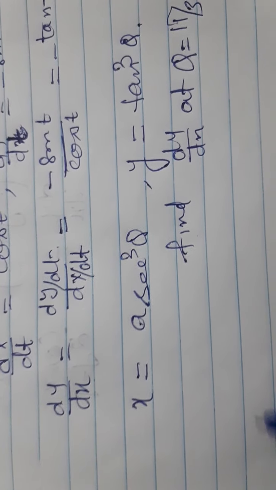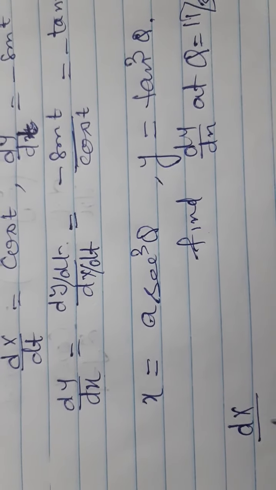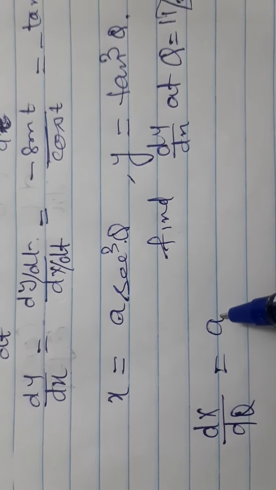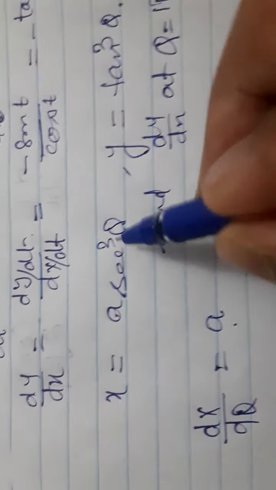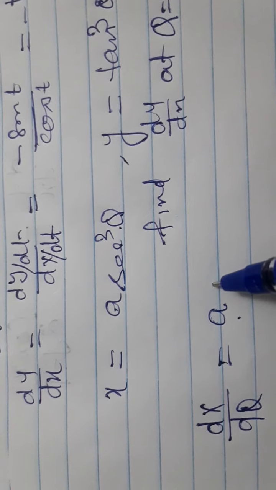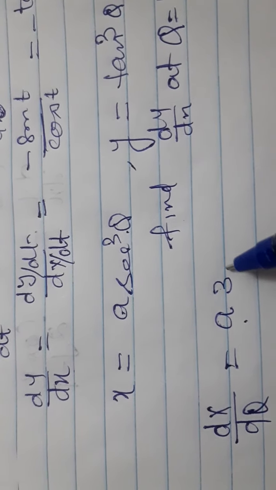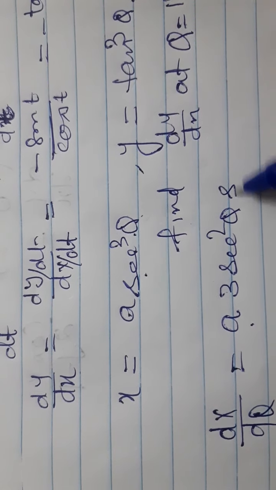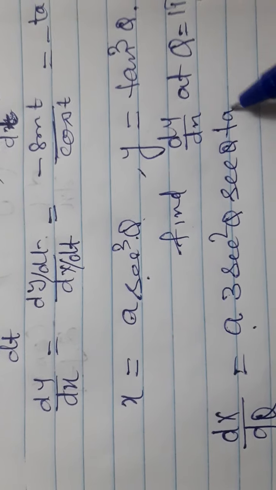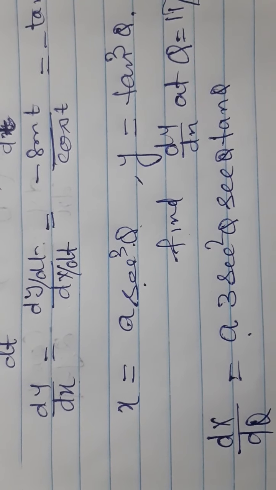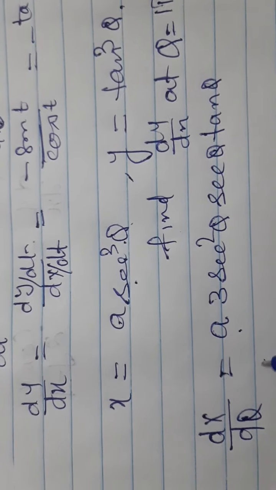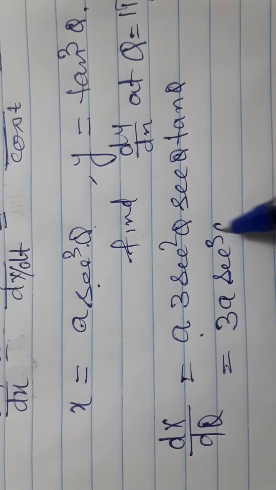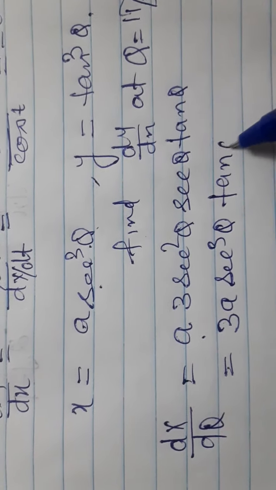Similarly, first of all find dx/d theta. Here theta is the parameter, and a is a constant, it remains the same. The derivative of secant cube theta is 3 secant square theta times the derivative of secant theta, which is secant theta tan theta. So it becomes 3a secant cube theta tan theta.